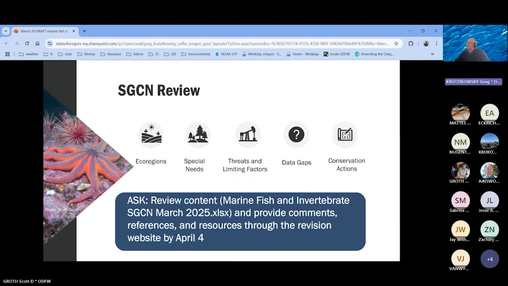So for the SGCN review, again, you want to be looking at the ecoregions, the information on special needs, the threats and limiting factors, the data gaps, and the conservation actions. You can review all of that in the Marine Fish and Invertebrates SGCN March 2025 spreadsheet that is available on the SWAP revision page, and provide comments, references, and resources through the revision website by April 4th. Next slide, please.